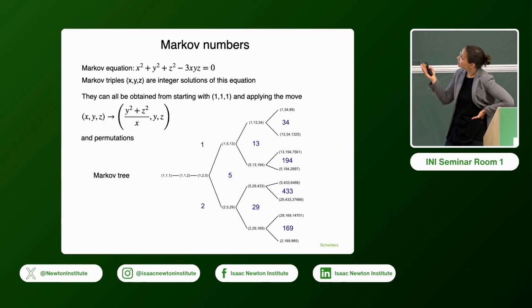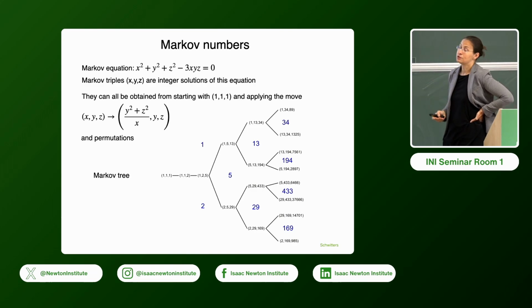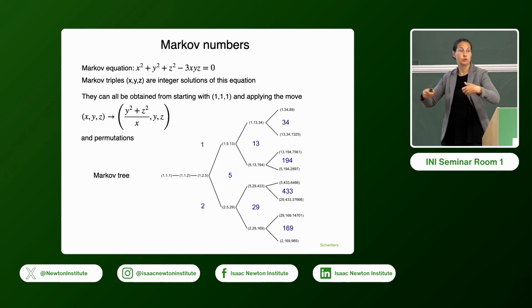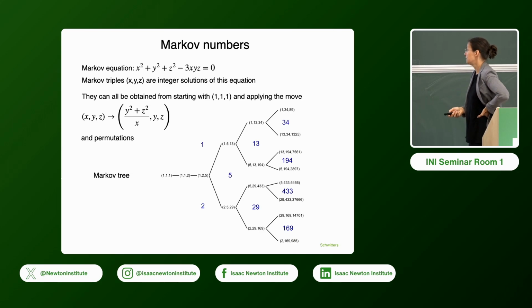If you have a solution x, y, z, you keep y and z, and you change x to y squared plus z squared over x. So you get a new solution. Now you do the same with y and with z, and you continue doing that. So you do this move and you commute, and then you get this Markov tree, which gives you, if you go along it, all solutions to the Markov equation.